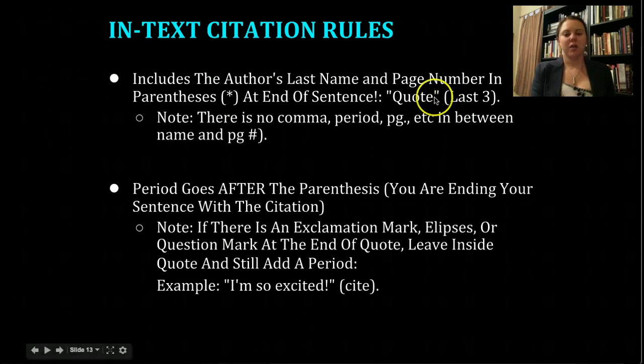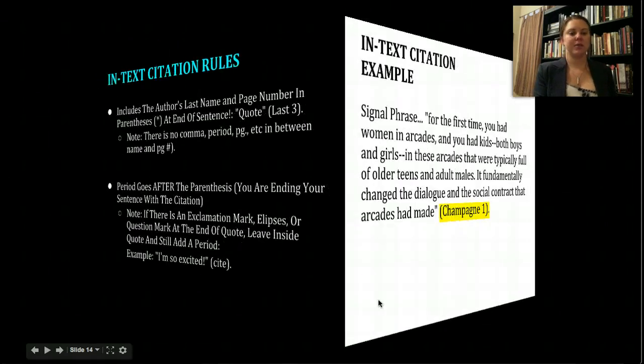Okay, now sometimes you'll see some kind of an exclamation point, an ellipsis, or a question mark at the end of your quote. You can leave that in, and then at the end you still put a period that signifies that it goes with the sentence. So, for example, and this would be a terrible quote, but if I was going to quote somebody saying, "I'm so excited!" then I would give my citation, and then I would put the period. So the exclamation point is left, and the period is added.